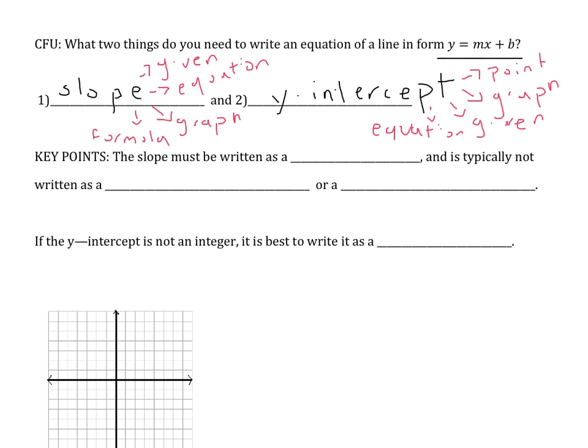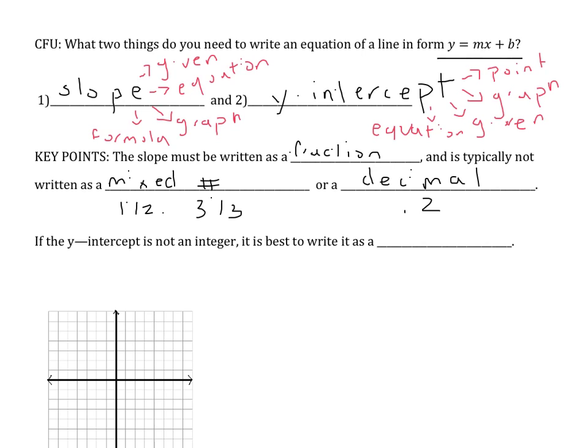Now, a key point, the slope, when we write slope or when we write m, the slope must be written as a fraction. It is not typically written as a mixed number. A mixed number, what I mean by that is something like 1 1/2 or 3 1/3. And it is also not typically written as a decimal. Okay, something like 0.2. And I'll show you in a minute why that is.